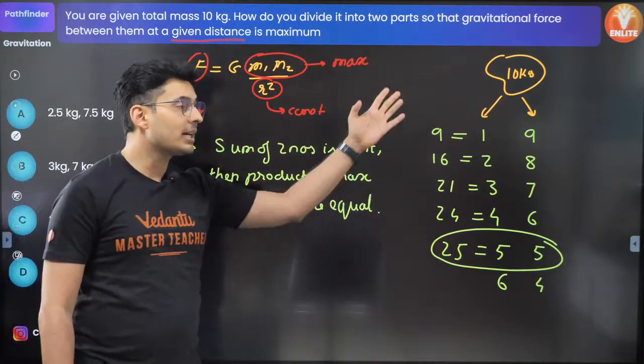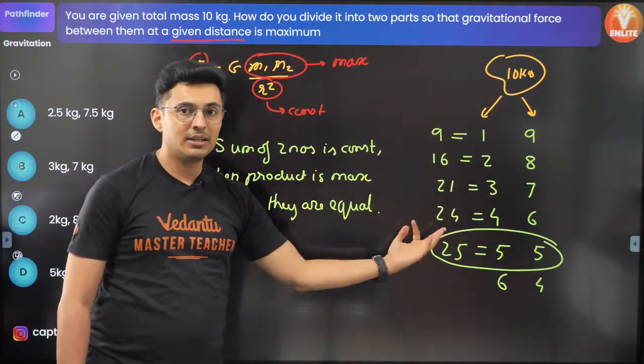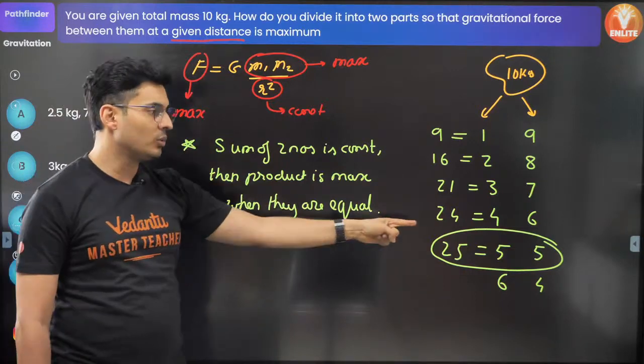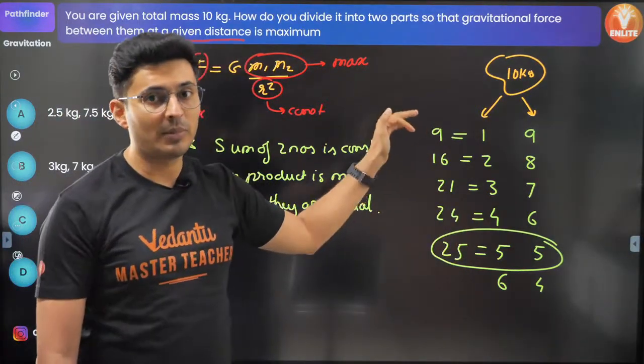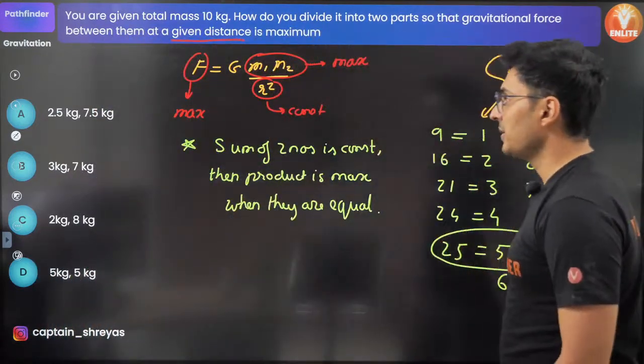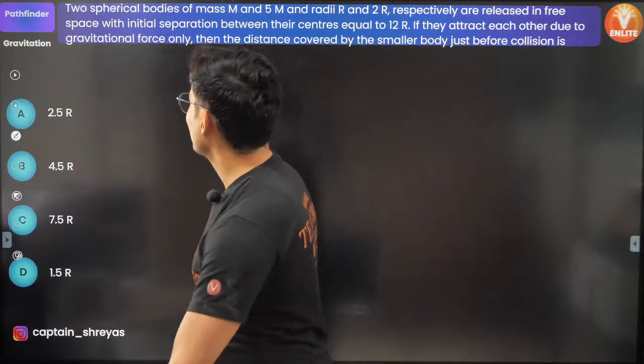So this property helps you understand that since their sum is constant, their product is maximum when the two numbers are equal. Very important property, not just for this problem, but for many other questions as well. Keep this in mind. Yes, 5 and 5 kg, like you can see right over here. Alright, so what do we have?